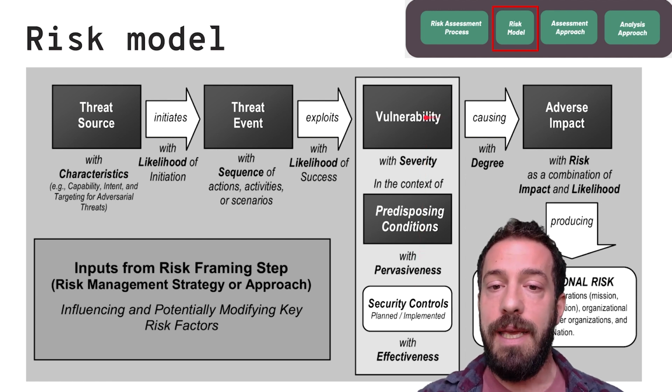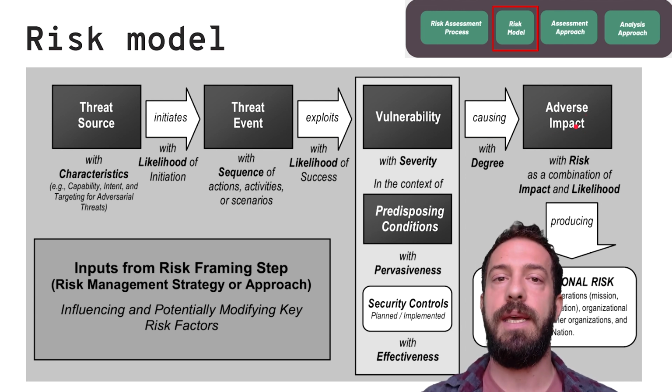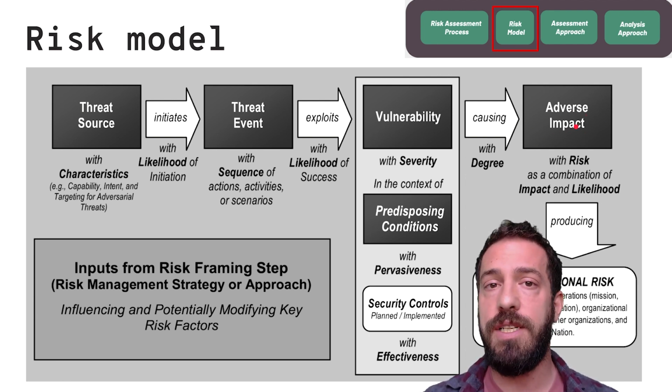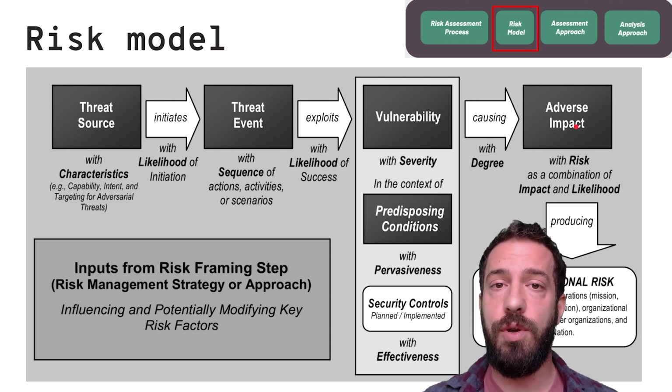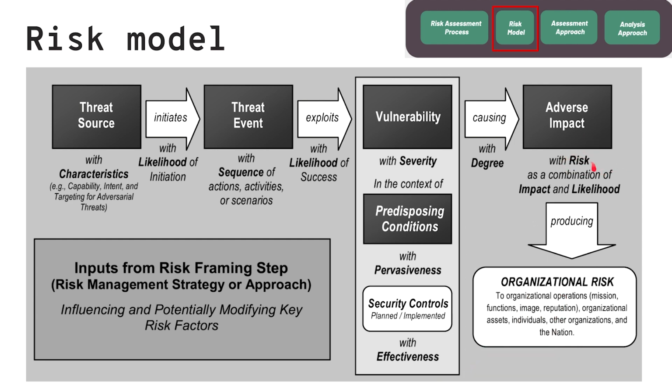The vulnerability, if exploited, will cause some impact. So we need to understand what that impact is. It could be information loss, or damage to equipment, or something as severe as human injury. And then the final risk in this generic risk model would be a combination of impact and likelihood of happening.